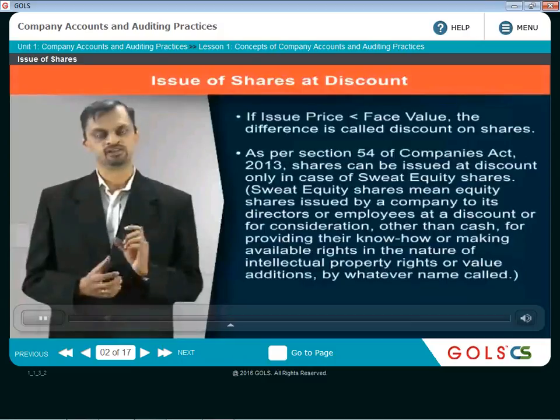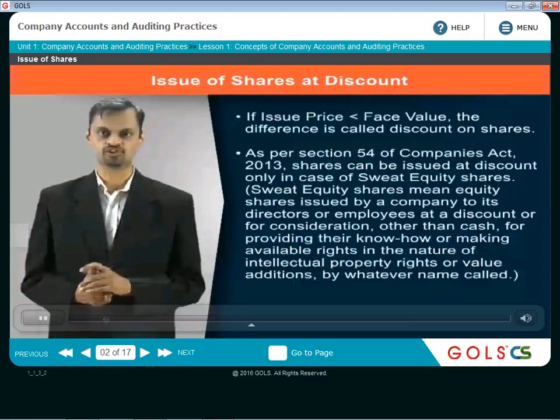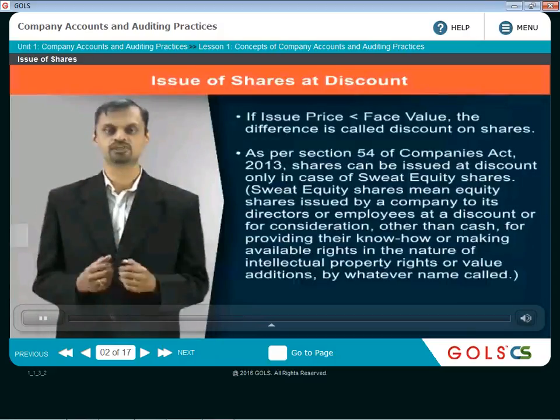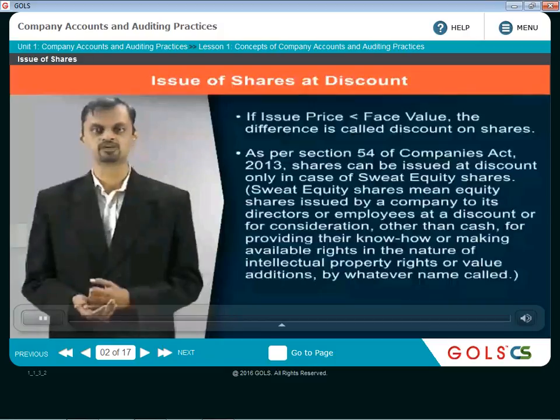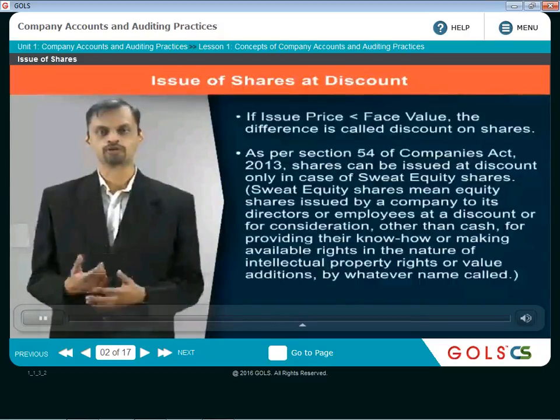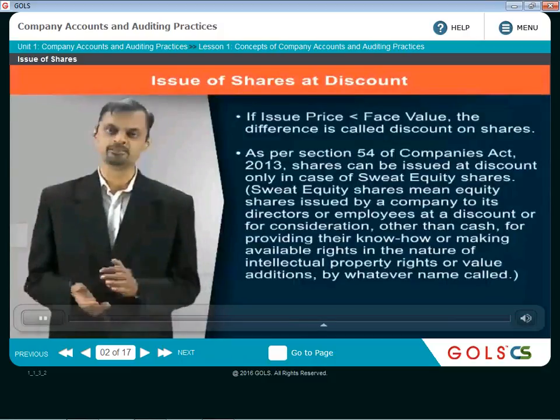The shares can be issued at discount only in one case, and that is called sweat equity shares. Sweat equity shares is basically employee stock options. So the shares which are issued to the employees or the directors for the services rendered by them, that is called sweat equity. So only in that case the shares can be issued at discount.